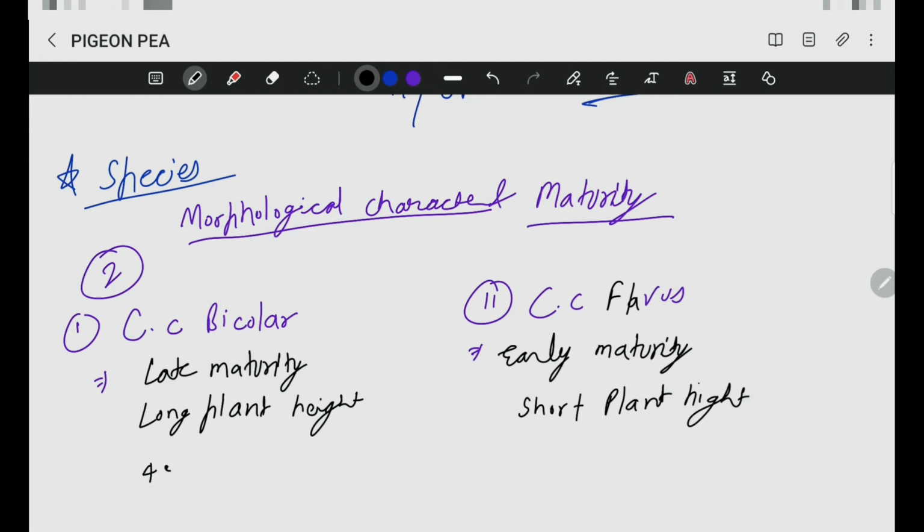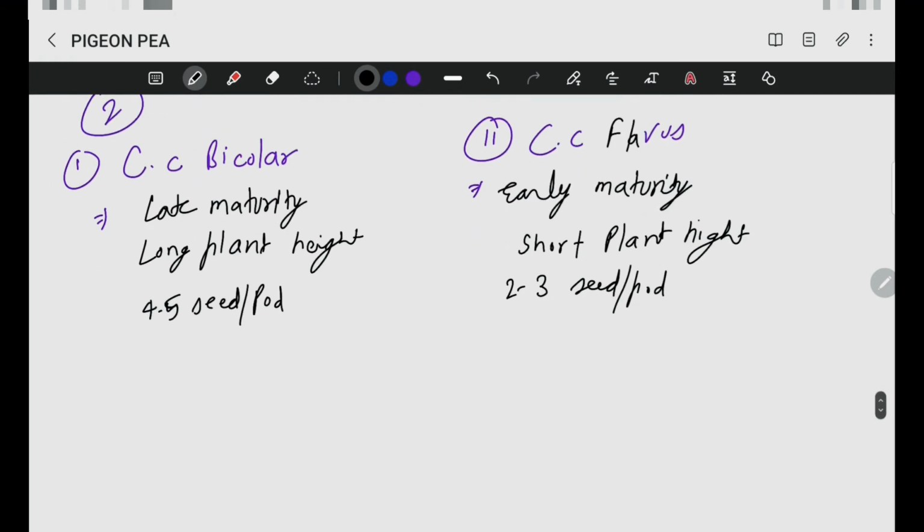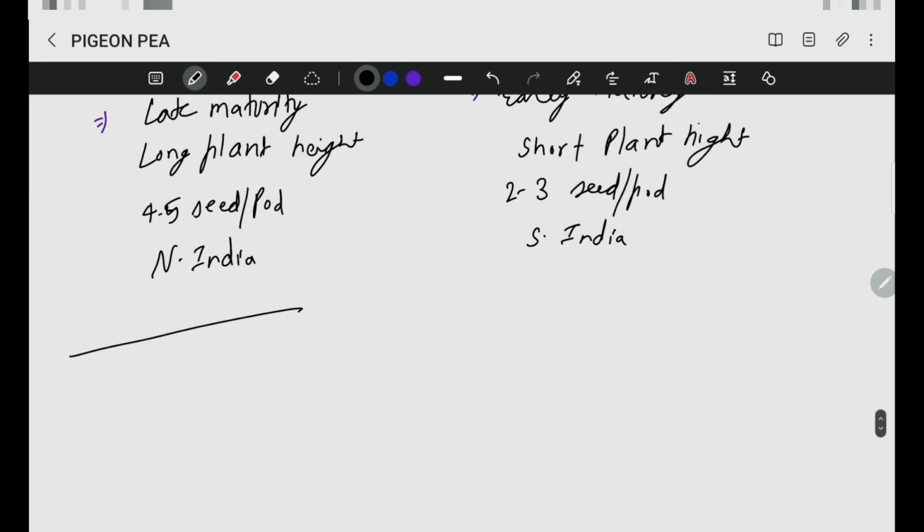They have 4 to 5 seeds per pod, and they have 2 to 3 seeds per pod. Okay, these are mainly cultivated in North India. These are mainly cultivated in South India. So it's very easy to remember it. Now the next, not the most important, just the next point is soil and climate.